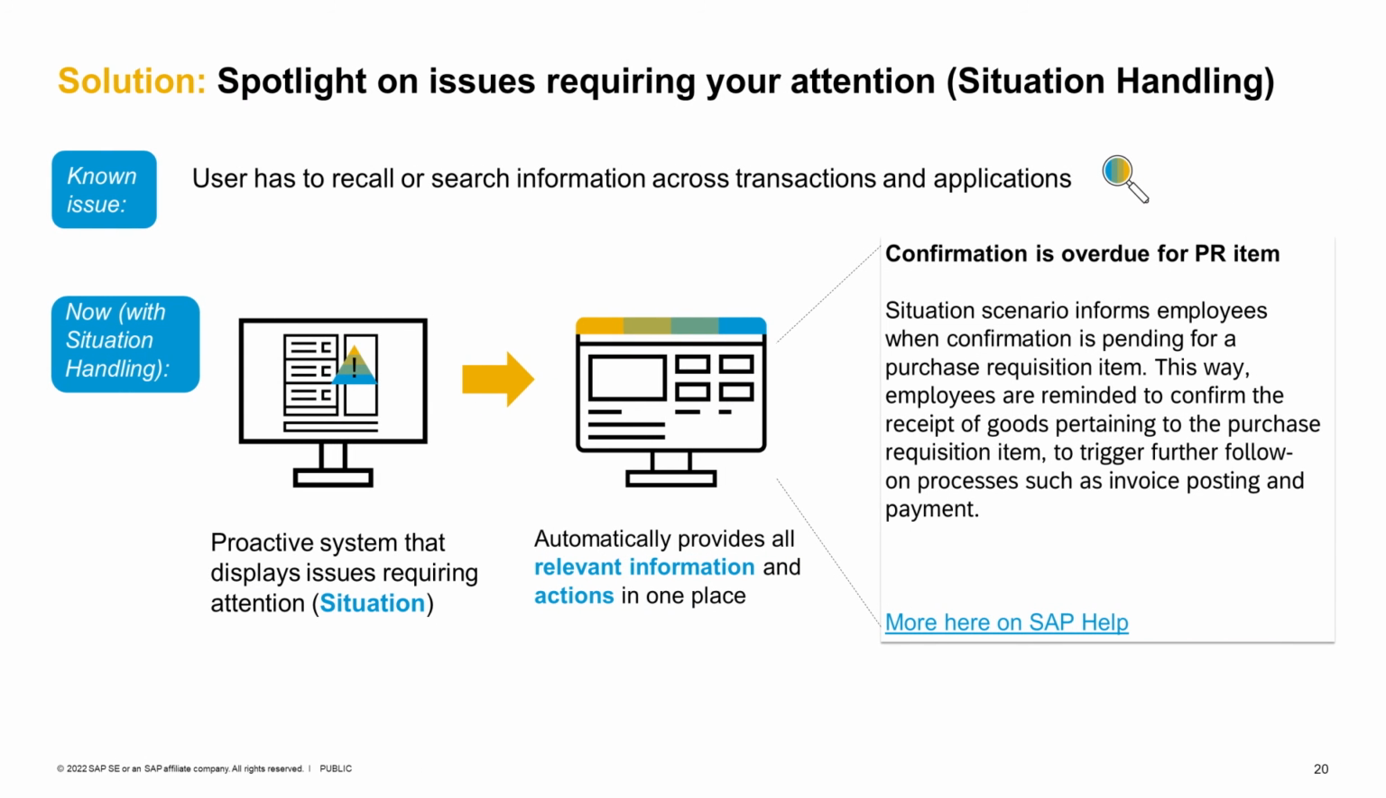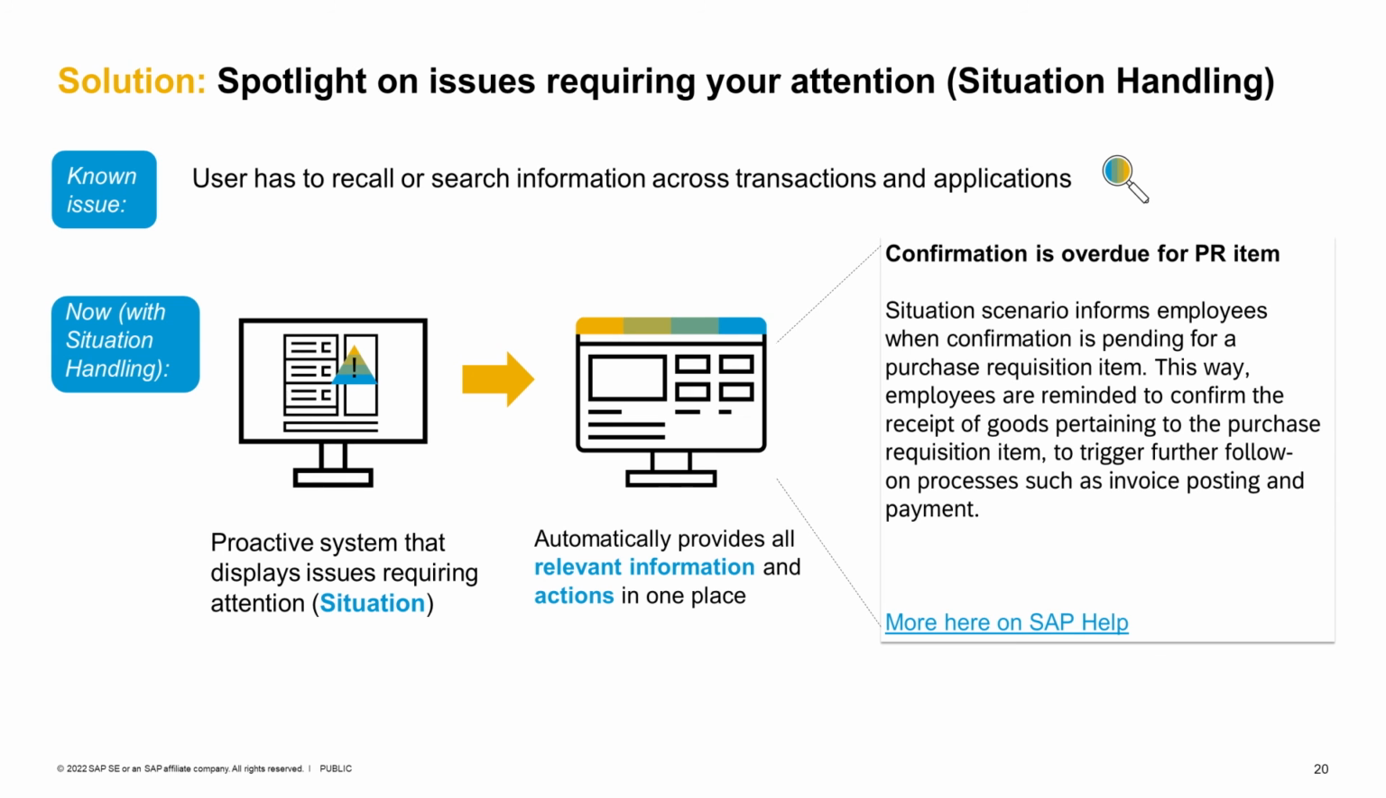Previously, users needed to recall or search for information inside the S/4 system across various transactions and applications, which can be very time-consuming. What situation handling does is to shine a spotlight on issues that require your immediate attention. So at the end of the day, SAP S/4HANA is not just a reactive system waiting for users to interact with it, but is actually much more proactive. Just like your smartphone pushes new notifications to you, SAP S/4HANA now pushes notifications to the right business managers so that they can have the relevant information and actions they need to take and expedite the entire workflow.